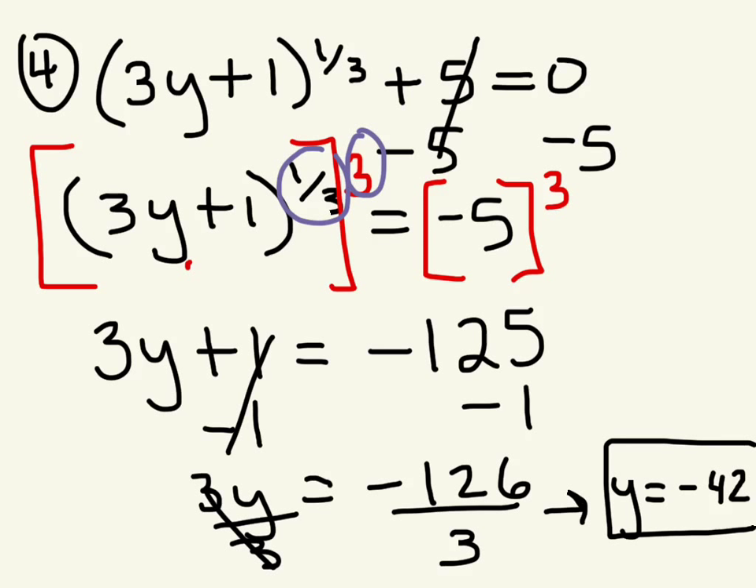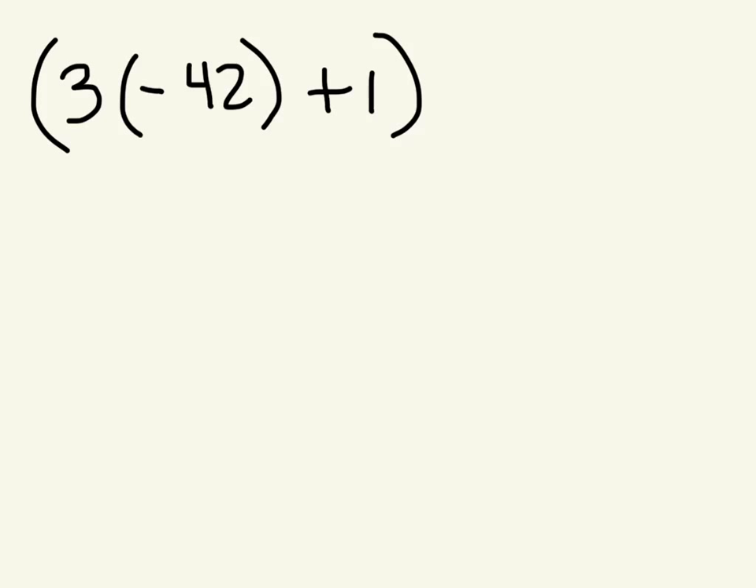As always, we want to verify that this actually works. So let's check our solution of y equals negative 42 in our original equation. All right, so here we go. Let's plug negative 42 into our original equation. So I've got 3 times negative 42 plus 1, all raised to the 1/3 power, which we know represents the cube root, plus 5, and we are verifying if this is equal to 0.